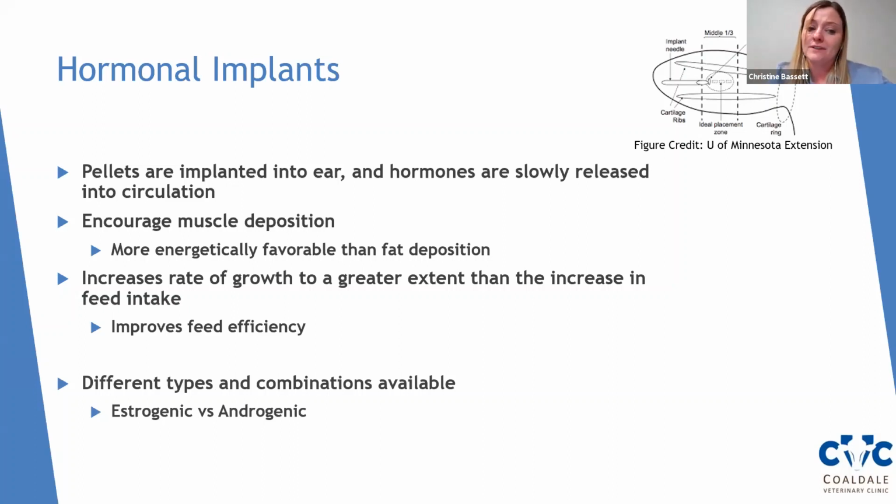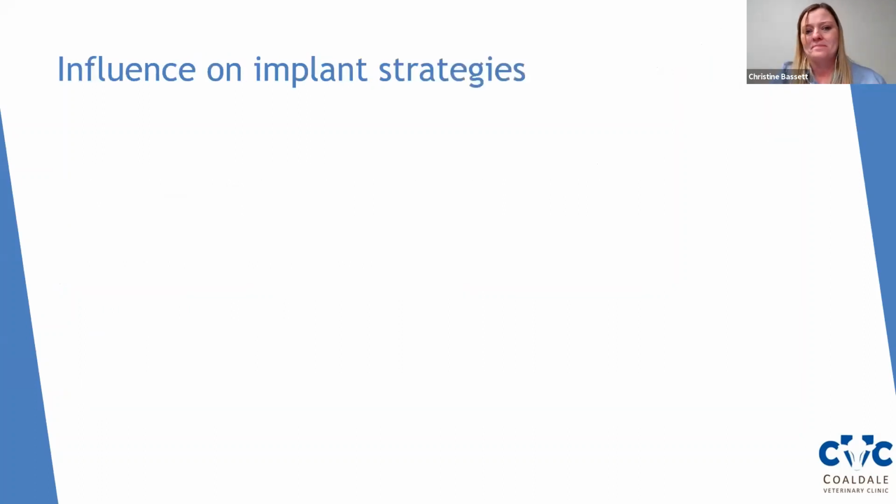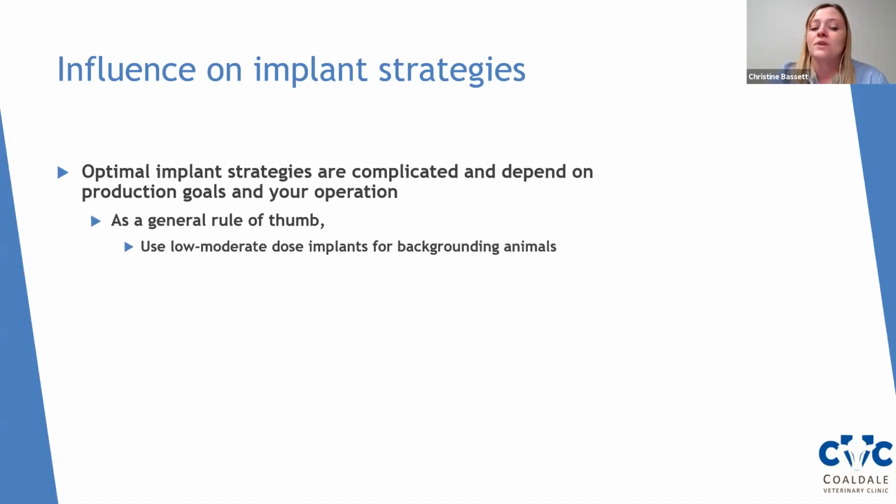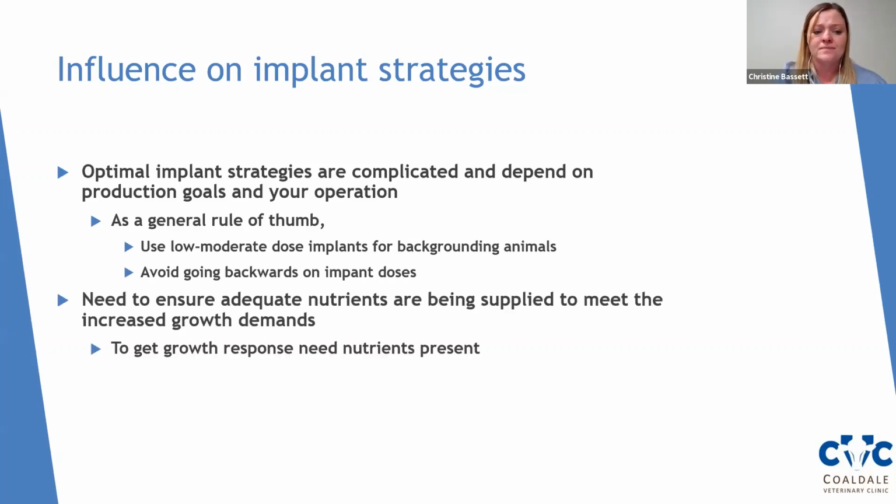There are different types and combinations of hormonal implants available. Generally, there's two different types, estrogenic and androgenic. And then optimal implant strategies are very complicated, and they are going to depend both on your production goals and your operation. As a general rule of thumb, use either low or moderate dose implants for backgrounding animals, because we usually want to avoid going backwards in terms of doses.